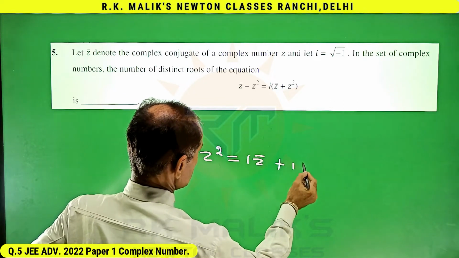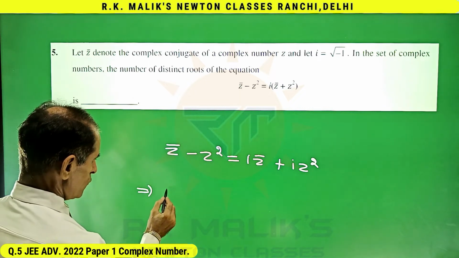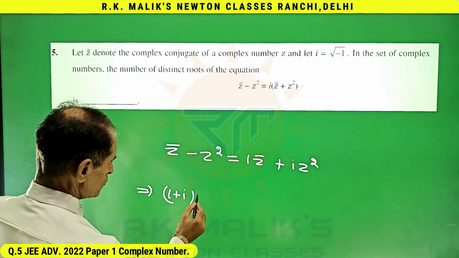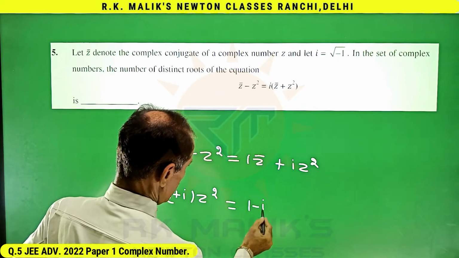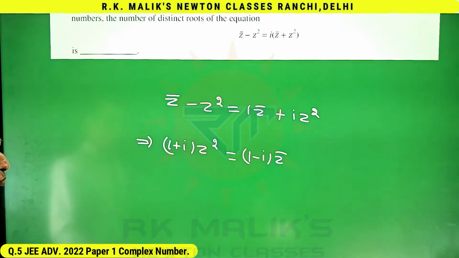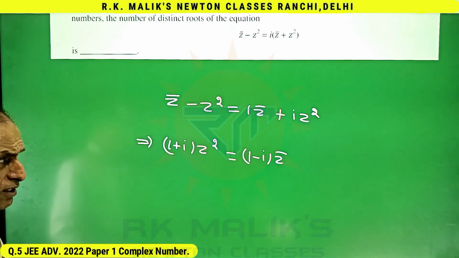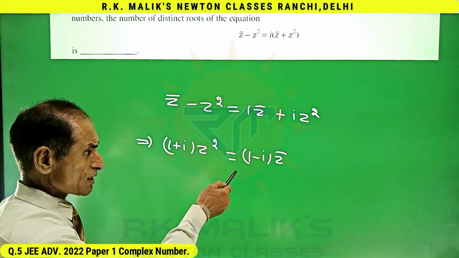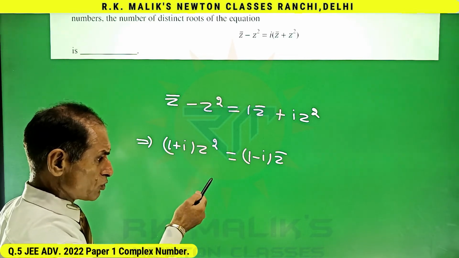i z bar plus i z square. That is, I get 1 plus i into z square equal to 1 minus i into z bar. To proceed further, I would like to divide by z bar. But we know that we are allowed to divide by some variable only when it is known to us that that variable is non-zero.